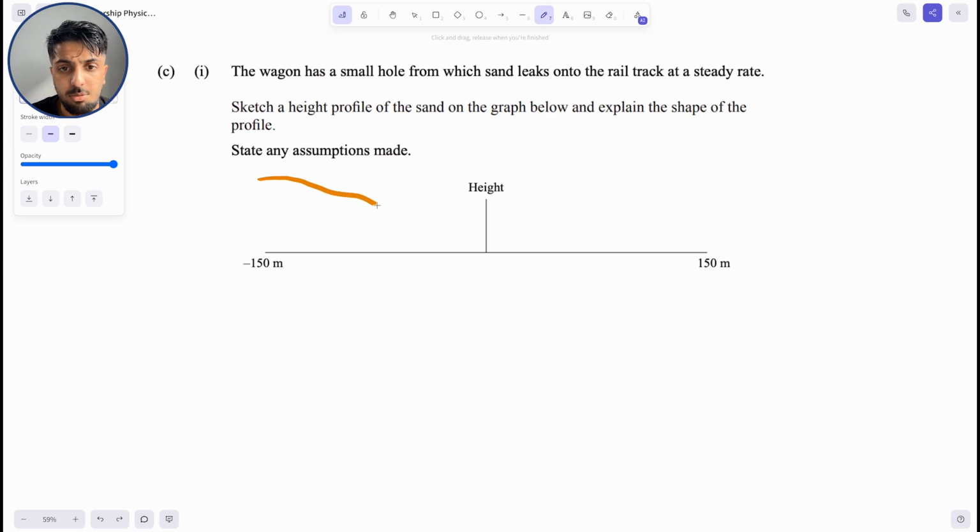Okay, so the sand profile is going to look something like this. The reason for this profile is because the speed in the middle is going to be the fastest, and so it's going to spend the least amount of time in the middle, and obviously at its max, that's when it actually stops for a moment, and so it's going to spend the most amount of time at the extremes, and so the sand is going to be a lot higher at the extremes than in the middle.